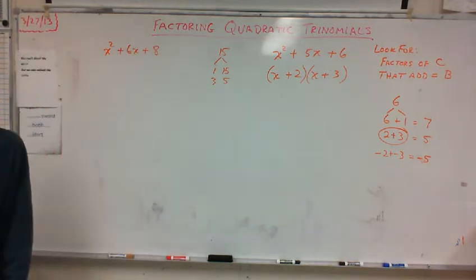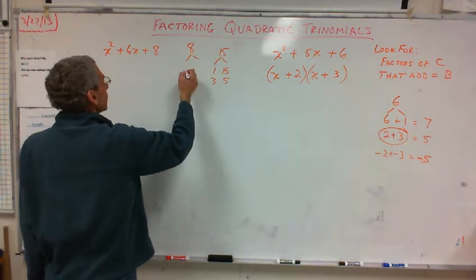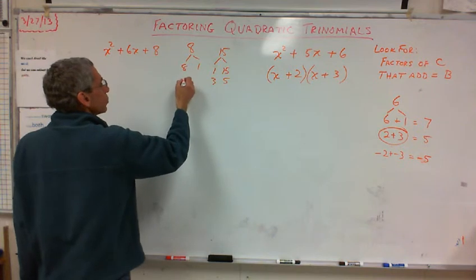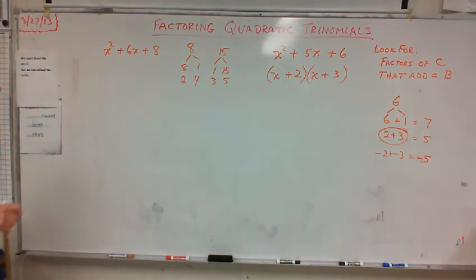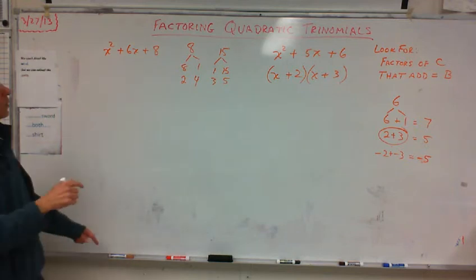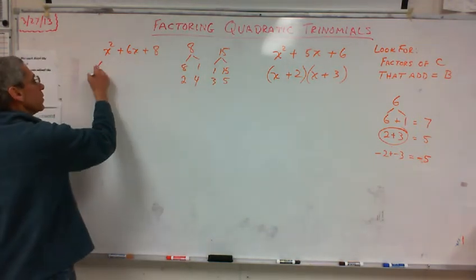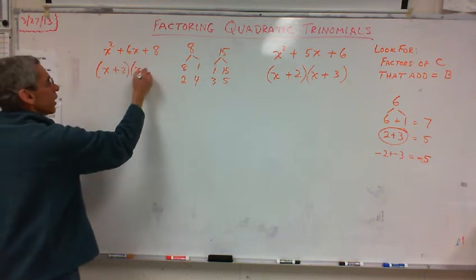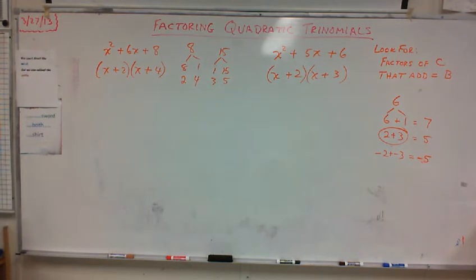Okay. Factors of 8. Let's see. We've got 8 times 1. We've got 2 times 4. That's it. 2 times 4. 2 plus 4 is 6, and 2 times 4 is 8. There you go. So I do x plus 2 times x plus 4. Right? You with me? Cool. Isn't that cool? Yeah, I can do a lot of it in my head.